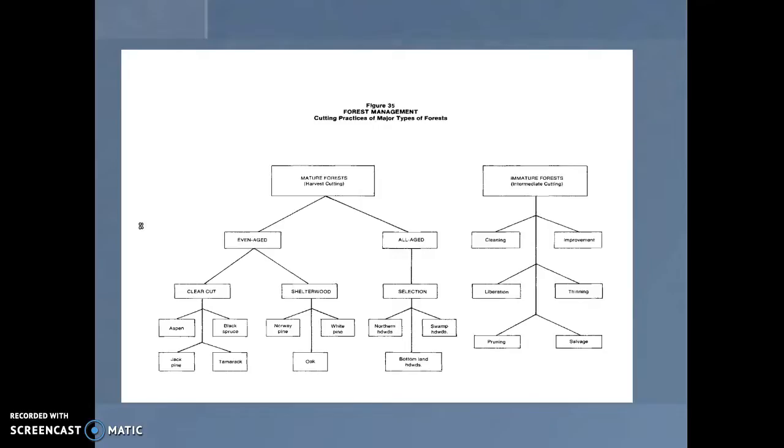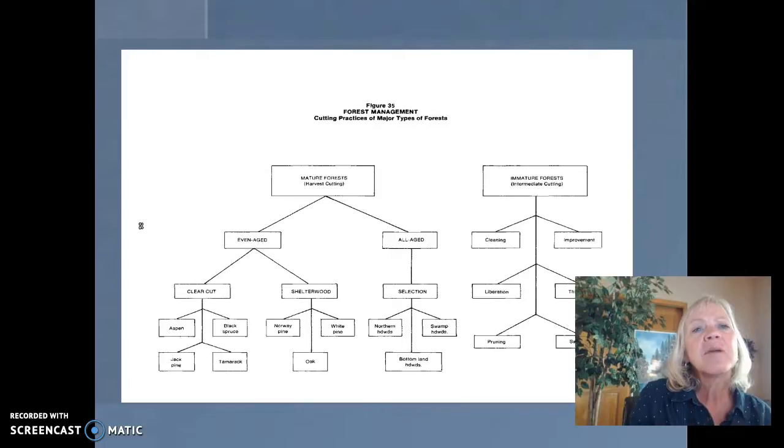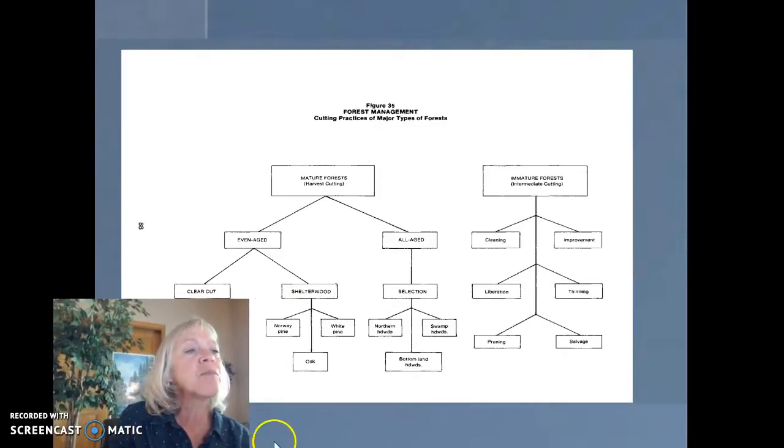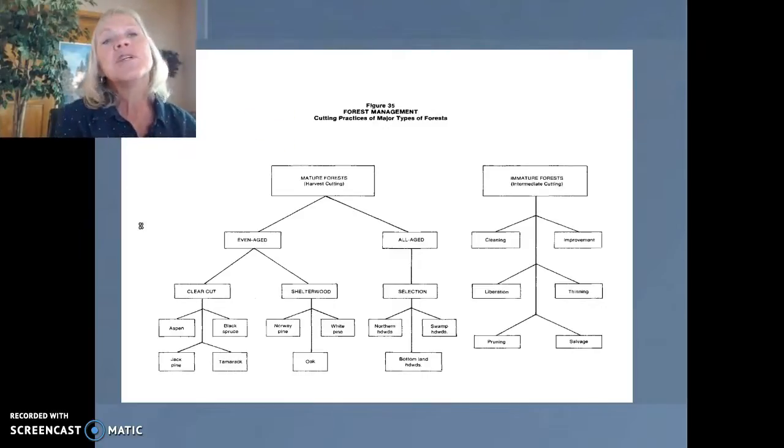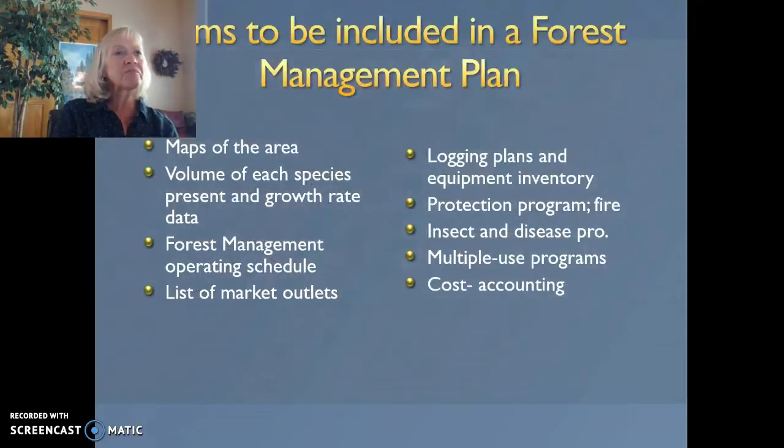And then again, if you see this, you'll see that I'm going to move this out of the way a little bit more. Timber stand improvement for the immature intermediate management of the forest is cleaning, liberation, pruning, improvement cutting, thinning, and salvage, which is just another way to say what I said earlier in the slideshow.